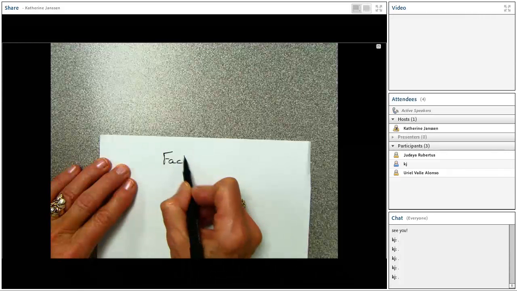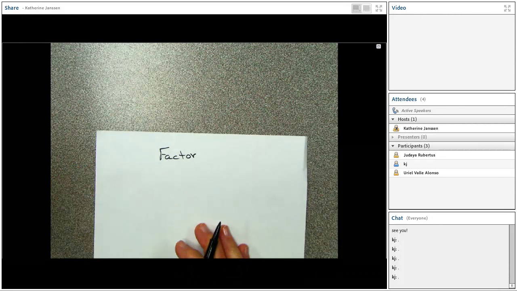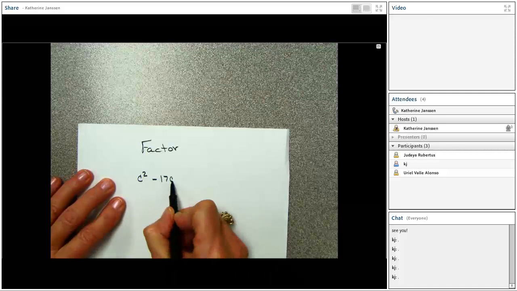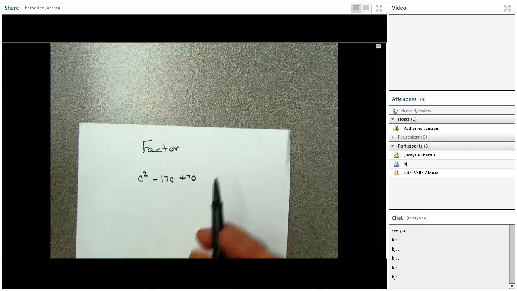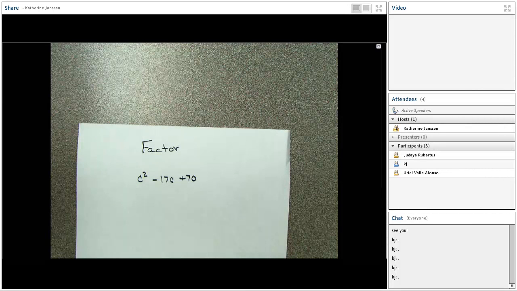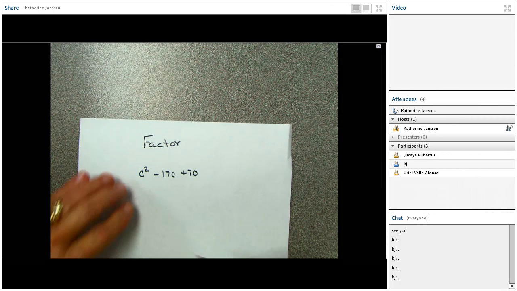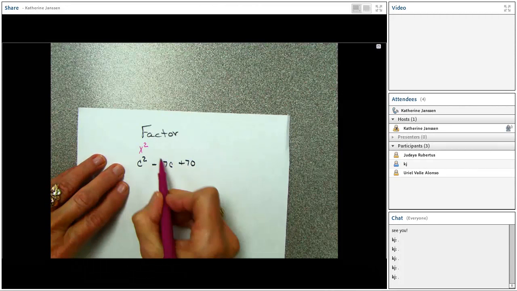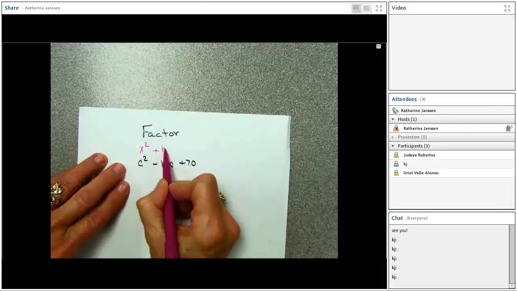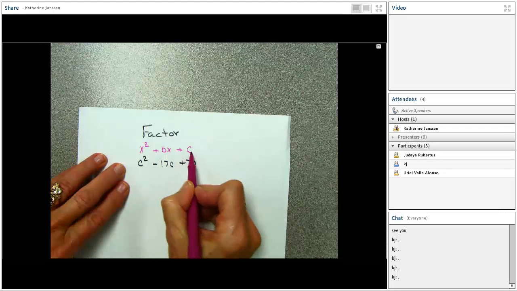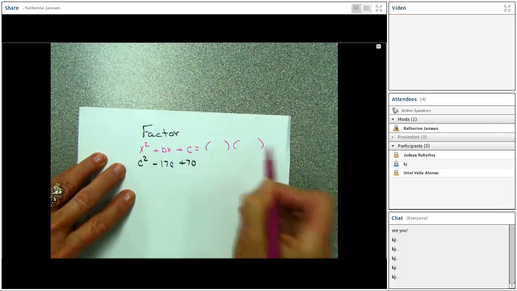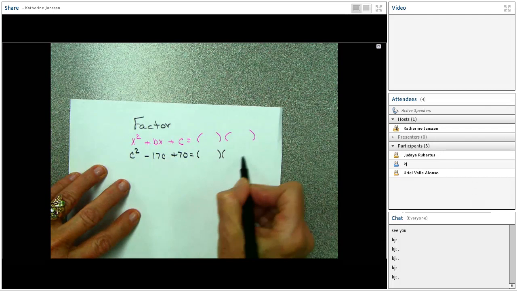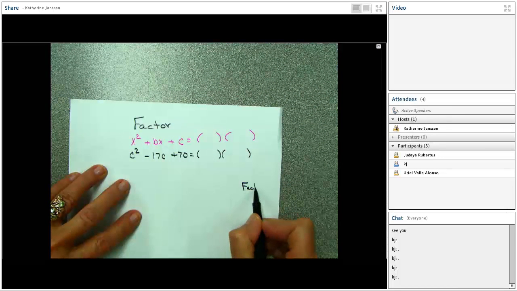Factor. C squared minus 17C plus 70. Looks like my highest degree term is to the second degree, so it matches my form pattern, x squared plus something times x to the first degree plus a constant. We're going to try to factor that as a product of two binomials. Let's build our factor table.